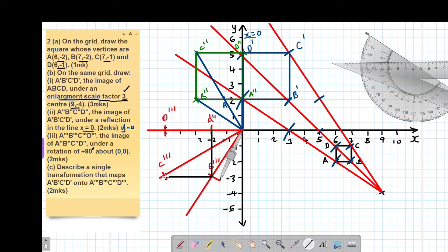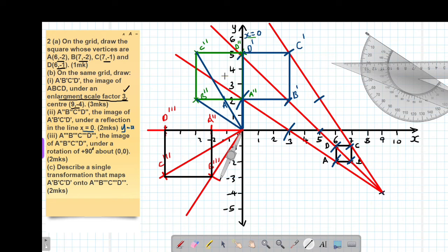Then C prime prime should be connected to D prime prime. Then of course D prime prime should be connected back to the point A prime prime. So that is a rotation through positive 90 degrees about the origin. Then in part C, we are told to describe a single transformation that maps A prime prime onto A3 prime.